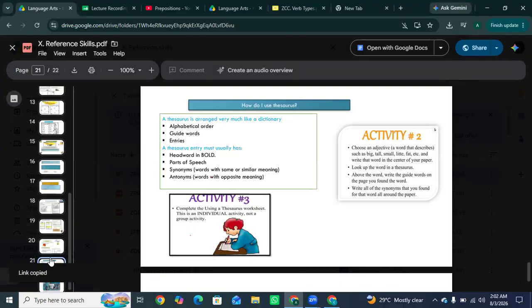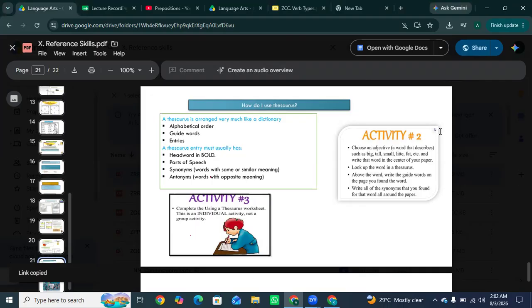So a thesaurus is arranged very much like a dictionary, in alphabetical order, with guide words and entries. It contains head words, parts of speech, synonyms, and antonyms also.